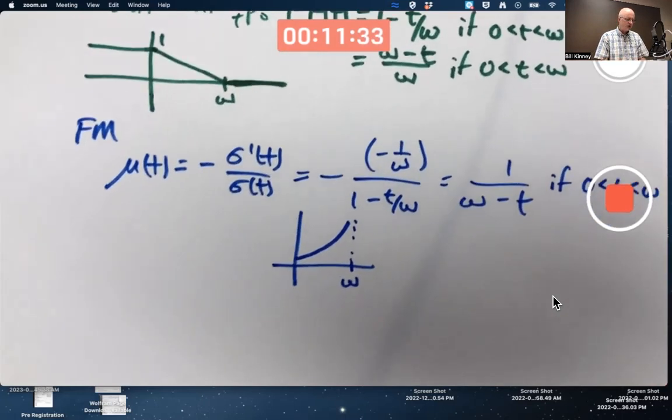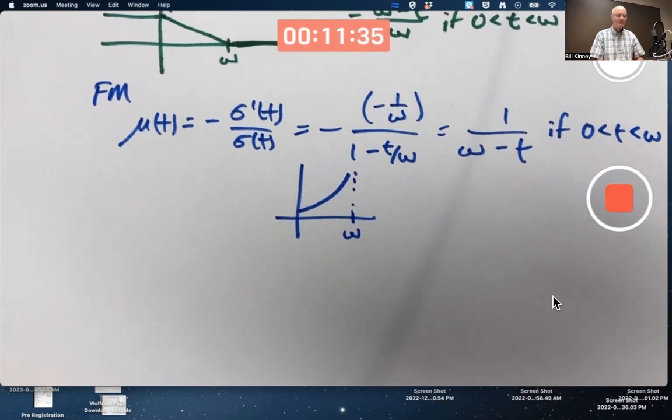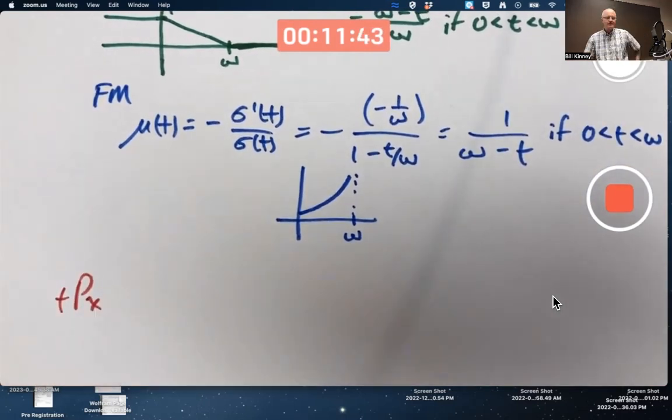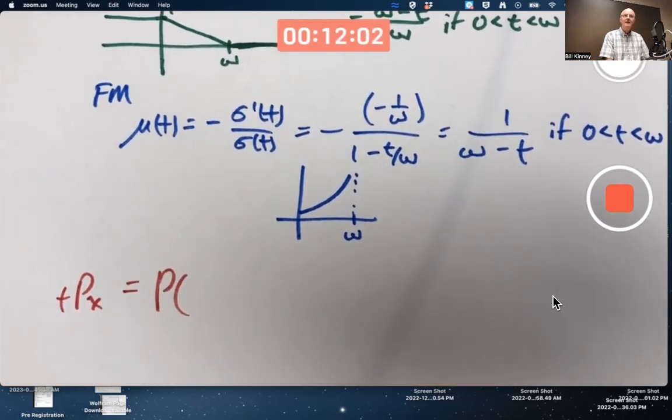But let's also compute now tPx. What is this? This is a survival function for a client age x. I didn't use this notation in any of the handouts. It represents your conditional probability of living at least t more years if you assume you've made it to age x.